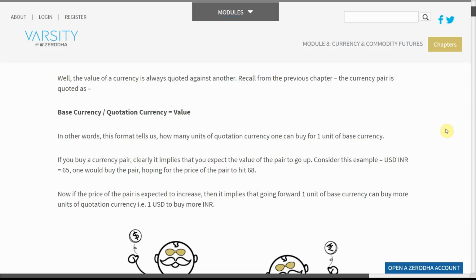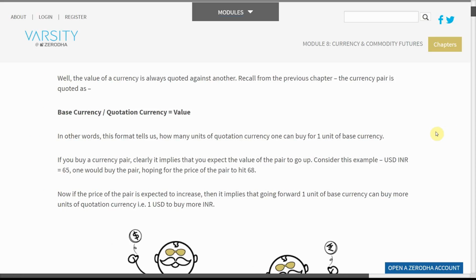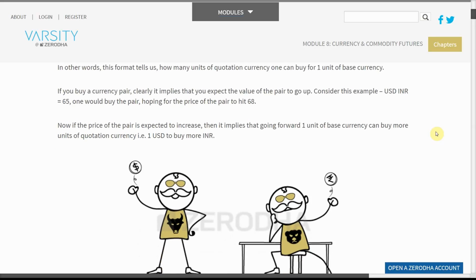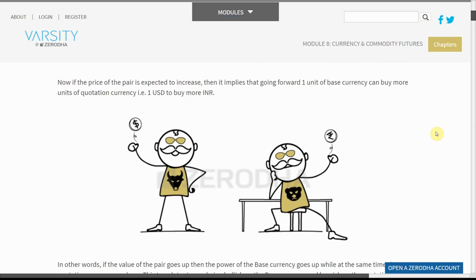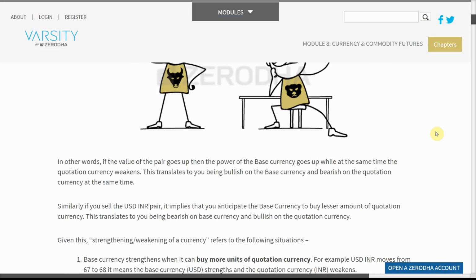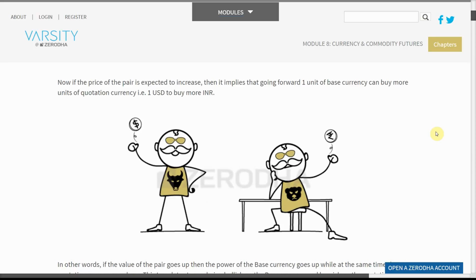Now if the price of the pair is expected to increase, then it implies that going forward one unit of base currency can buy more units of quotation currency, i.e. one United States dollar buys more INR. In other words, if the value of the pair goes up, then the power of the base currency goes up, while at the same time the quotation currency weakens. This translates to you being bullish on the base currency and bearish on the quotation currency at the same time.